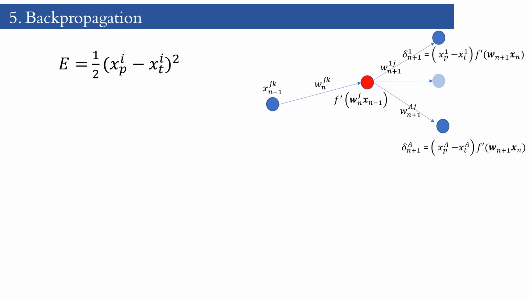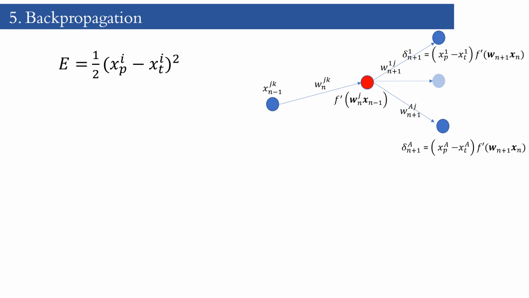With this understanding, what we should know now is what is the derivative if n plus 1 is the last layer or the output layer of the network. In the output layer, we can define the error to be E equals half of xp i minus xt i squared. i is the ith node and xp is the predicted value and xt is the observed value. This is same as the definition of mean square error.